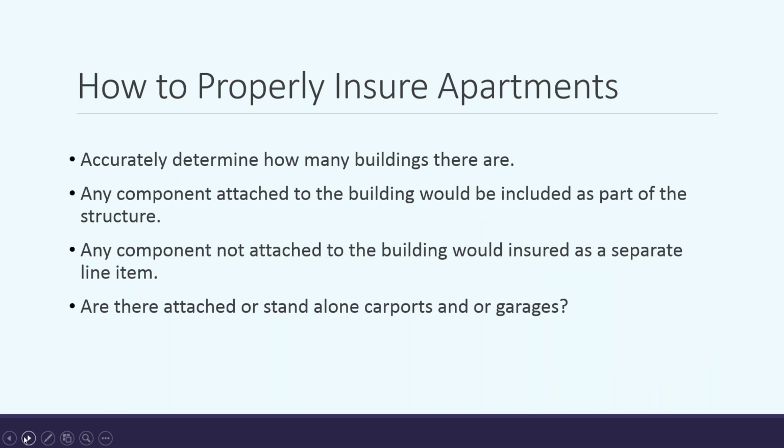So how do you insure apartments? Okay. You want to accurately determine how many buildings there are. So you could have just one building. That's really easy. Then it's one building, 6 units, and then you would know your square footage of the building. So all of that helps.